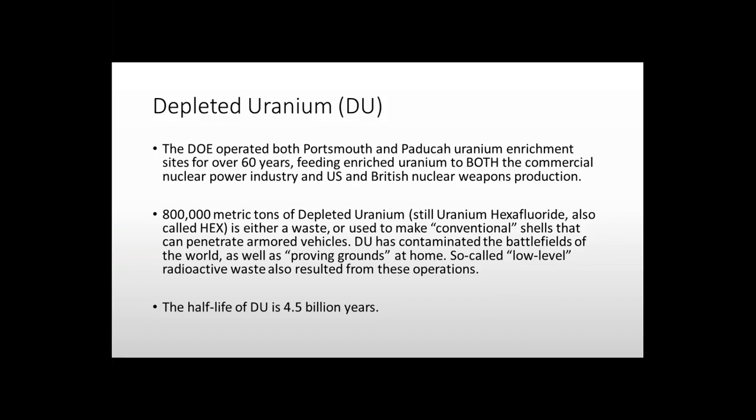Depleted uranium, as I said earlier, is uranium from which much of the uranium-235 has been removed. Portsmouth and Paducah operated for over 60 years, providing fuel for both nuclear power and nuclear weapons in the U.S. and Britain. 800,000 metric tons of depleted uranium in the form of uranium hexafluoride waste have been created, and some of it is used immorally to make armored vehicles and armor-penetrating shells that are littering the world's battlefields.